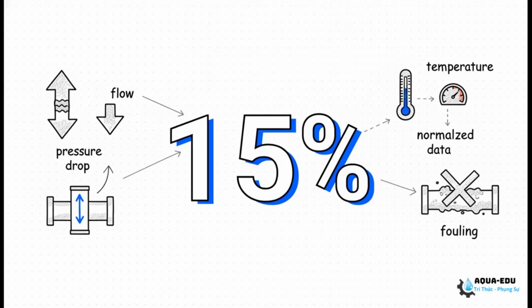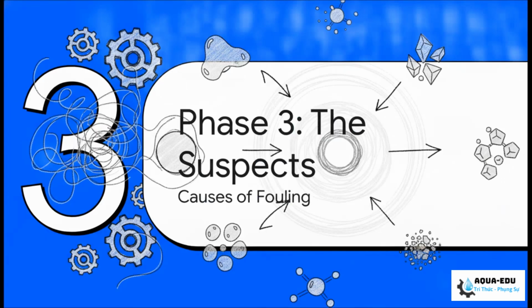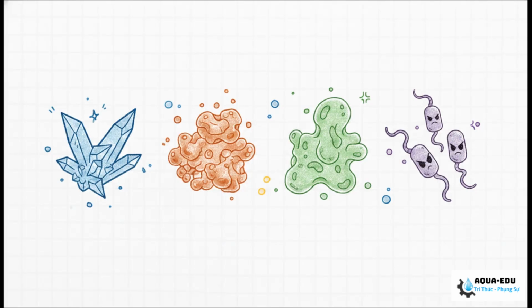Notice I said normalized data. You absolutely have to account for daily temperature and feed pressure fluctuations to see what's really going on. If that properly normalized data drops by 15%, believe me, fouling is actively happening inside those pressure vessels. Which brings us to phase 3, the suspects. Let's hypothesize the causes of this fouling. Let's look at the usual suspects.